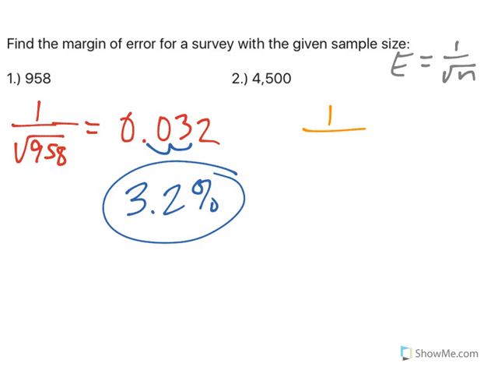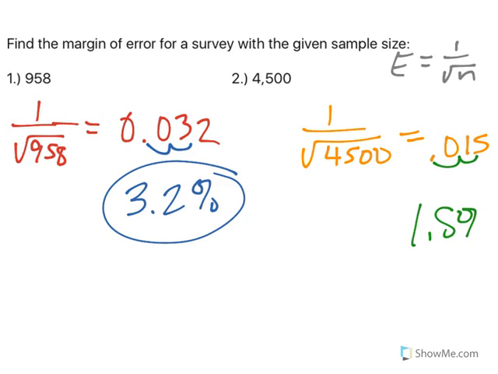In number 2, I take 1 divided by the square root of 4,500. My calculator spits out 0.015. Again, I multiply by 100 and get 1.5%.